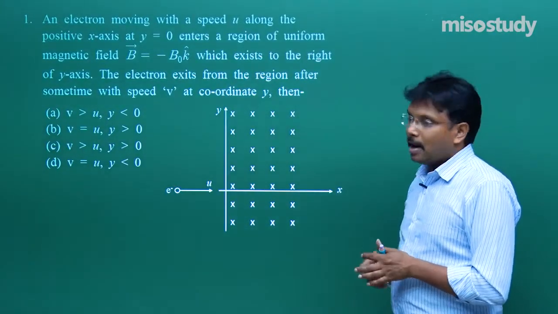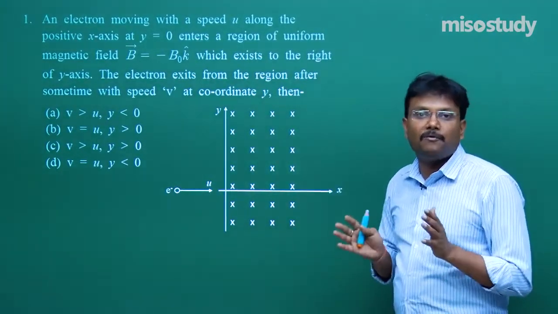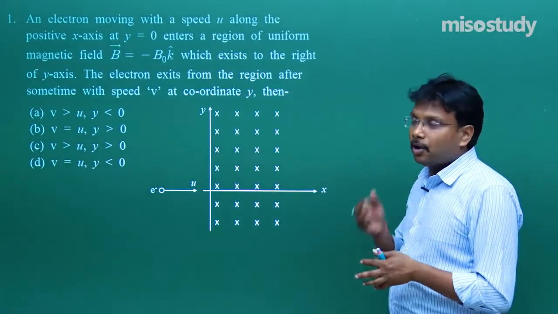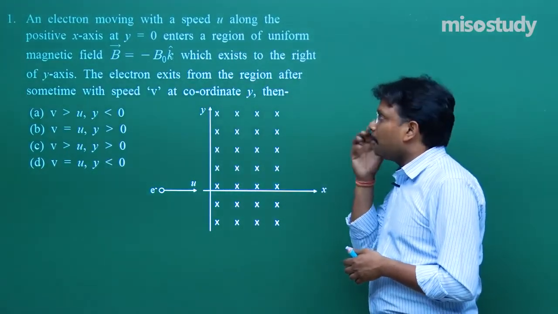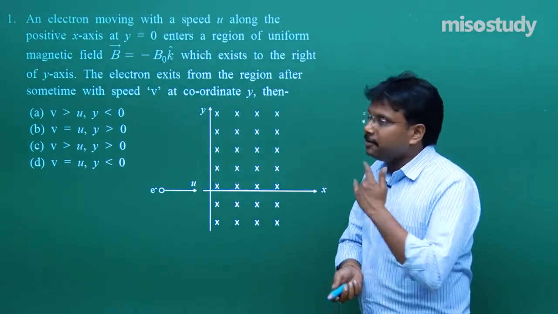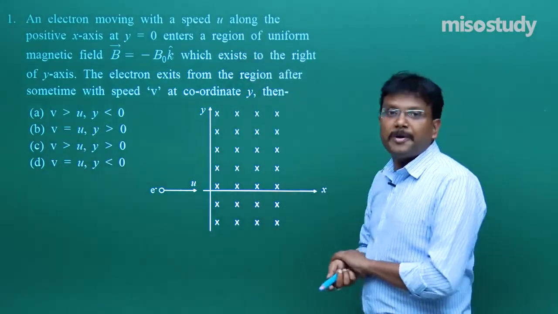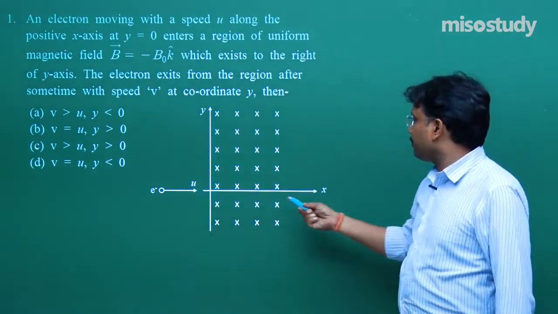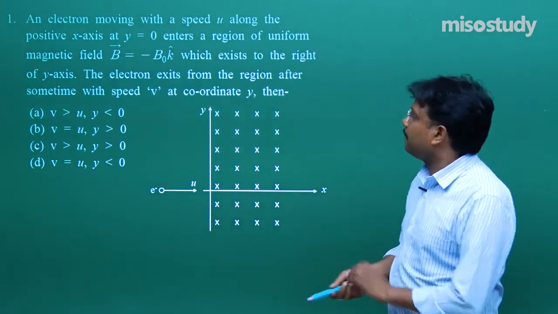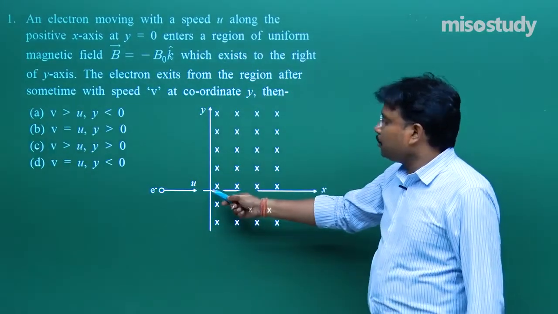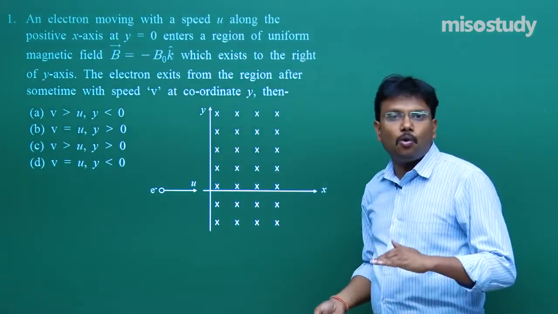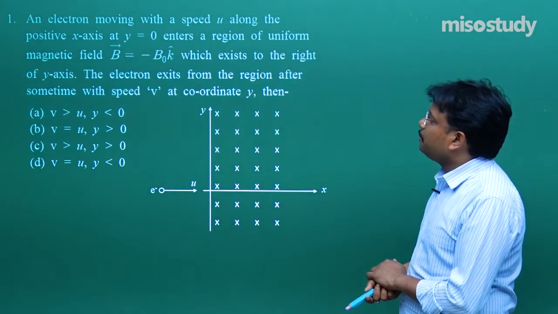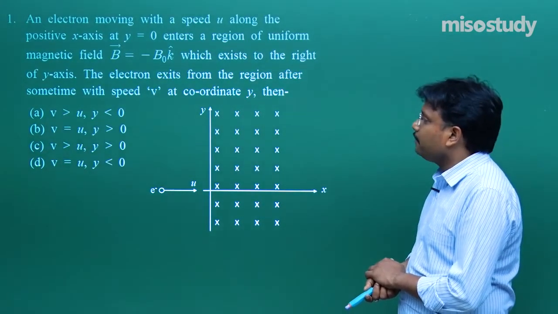Now, here you have one question. I am starting with a very fundamental conceptual question, fine. Gradually I will explain what is happening in this particular problem. An electron, obviously negatively charged, moving with the speed u, initial speed of the electron is u, along the positive x axis. This is given with the help of this diagram. At y is equal to 0, y is equal to 0 means as such no vertical deflection. It enters a region of uniform magnetic field B, which is along a negative z direction.